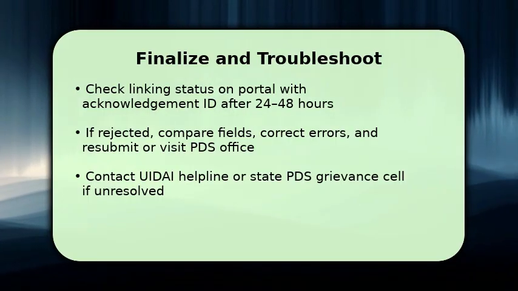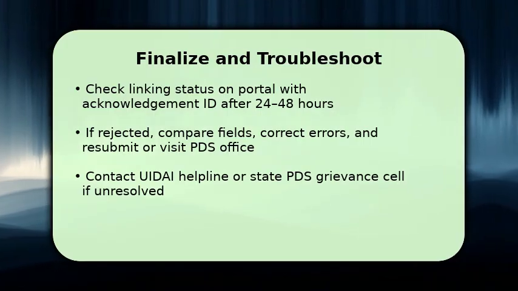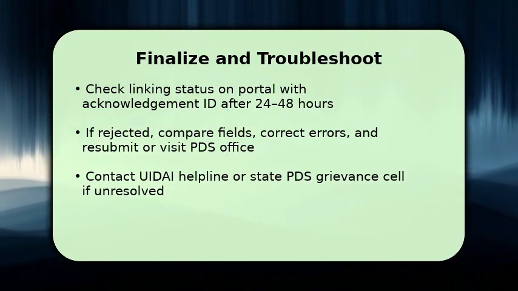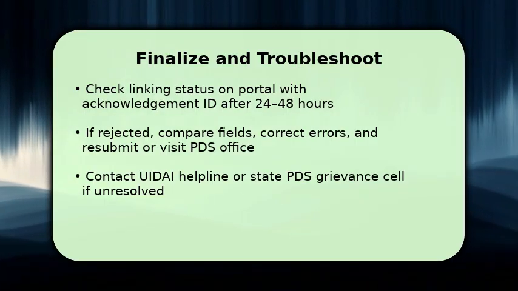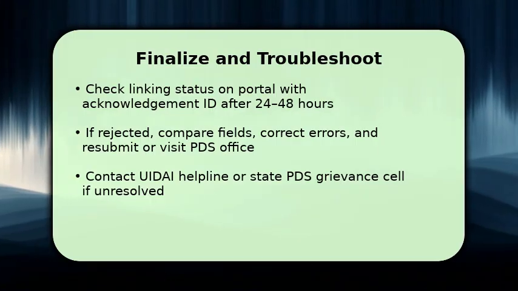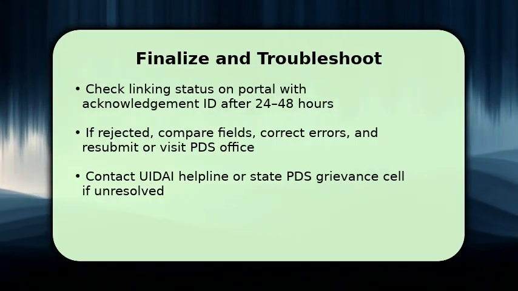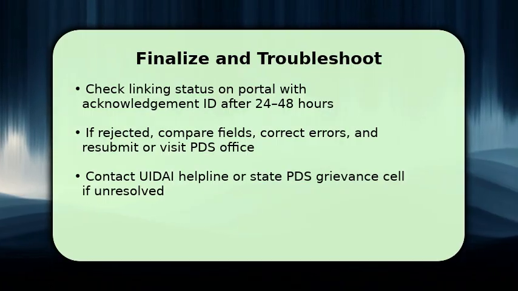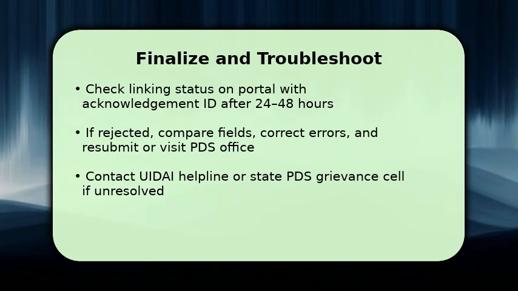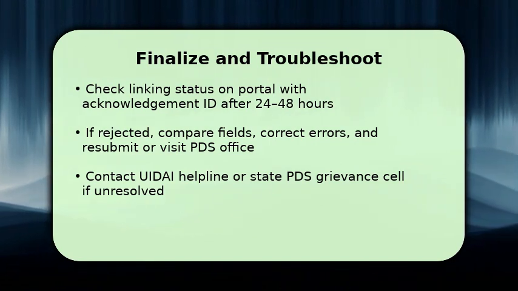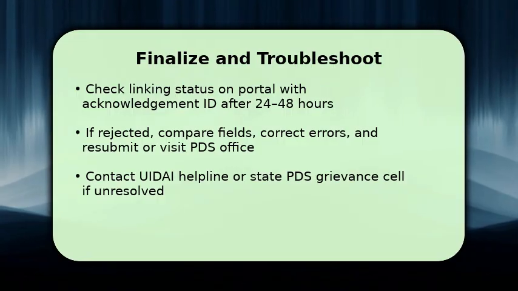If it's rejected, compare every field, name spellings, Aadhar digits, and family members, and correct errors before resubmitting or visiting the PDS office for assisted correction. If problems persist, contact the UIDAI helpline or your state PDS grievance cell with your receipt. They can escalate mismatches. One key tip: if OTPs fail, verify your mobile is Aadhar linked and request mobile updates.